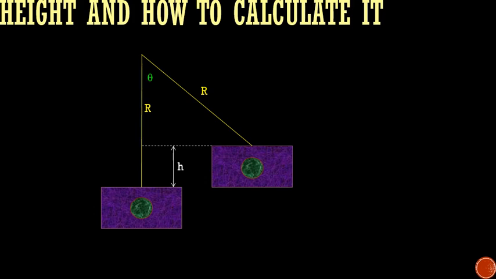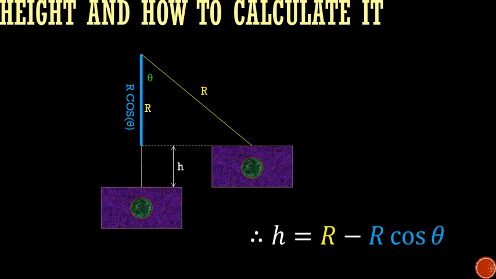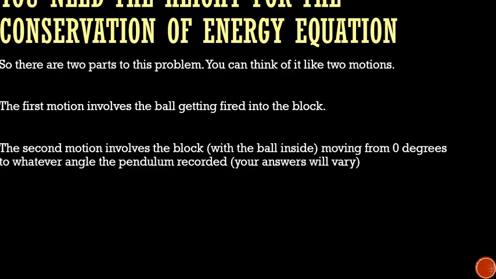Now to solve this, you need this blue line. And to get this blue line, you should remember that it is the adjacent side to angle theta. So if you did r times the cosine of theta, you would get the length of that blue line. And then taking r, which is the radius length, minus r times cosine theta, you will be able to get h. So the equation you need to solve for h, the vertical height, is h equals r minus r times the cosine of theta. You need that height for the conservation of energy equation.